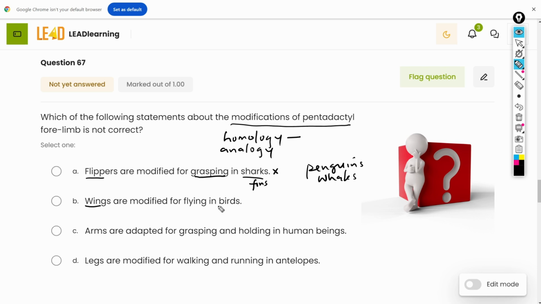Wings are modified for flying in birds. This is true. This adaptation is for function. Arms are adapted for grasping and holding in human beings. That is true. Legs are modified for walking and running in antelopes. That is also very true. So option A is not correct about the modifications of pentadactyl forelimbs. So our answer is A.